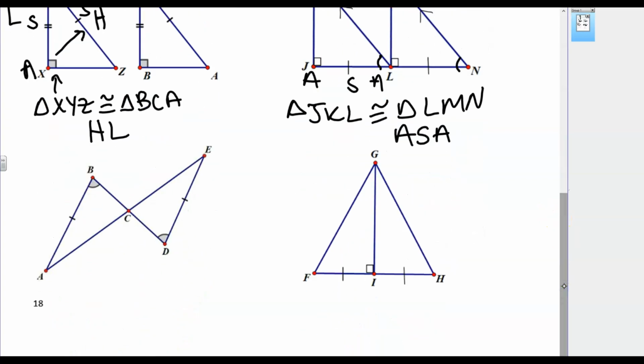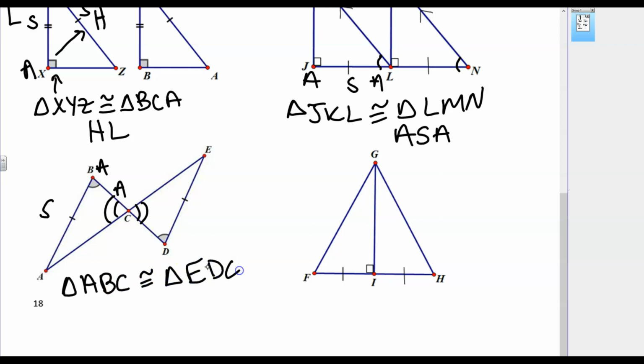And let's look at this diagram here. Here again, I only have 2 pieces of marked information, so I'm going to add the center angle here because that's a vertical angle, and vertical angles are congruent. So what I have marked here is a side, an angle, and an angle. And looking at this, the side is not included between the 2 angles. So I can say that triangle ABC is congruent to triangle EDC by AAS, because my marked side is not included between the 2 angles.